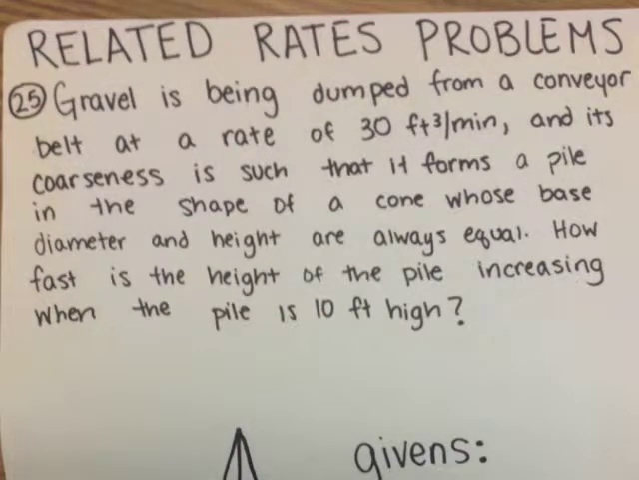Related rates problem number 25. Gravel is being dumped from a conveyor belt at a rate of 30 cubic feet per minute, and its coarseness is such that it forms a pile in the shape of a cone whose base diameter and height are always equal. How fast is the height of the pile increasing when the pile is 10 feet high?